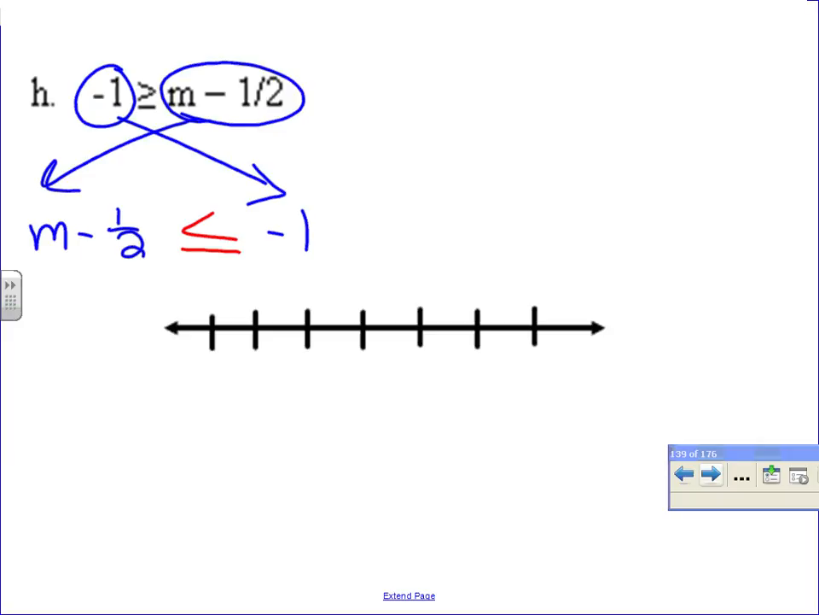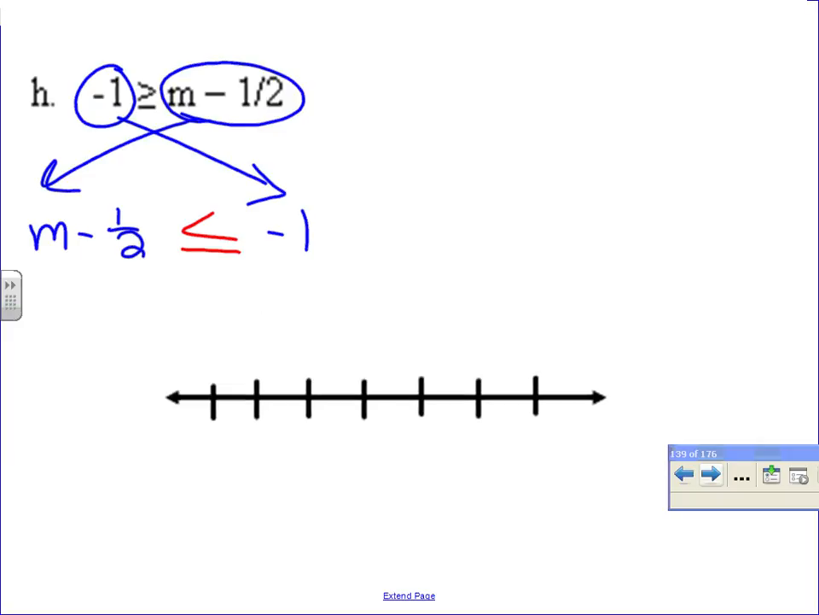Charles, how do we get negative 1/2 to the other side? Good, plus it. So add 1/2. Okay, practice from chapter 1. What's negative 1 plus half? It's negative 1 plus 1/2. Justin? What kind of 0.5? Good. So m is less than or equal to negative 0.5 or negative 1/2.